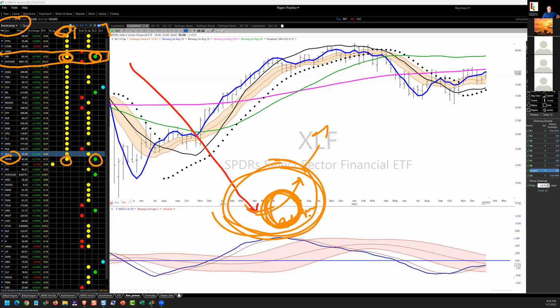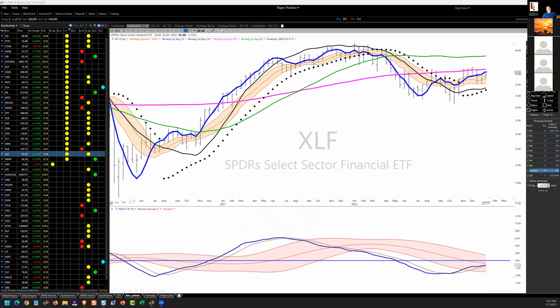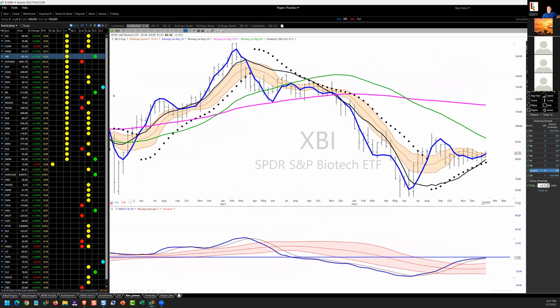So if I want to combine those time frames into a screen, I can very easily do that. I can just go look at XBI. I'm liking that already. So remember, this is a 9-day.